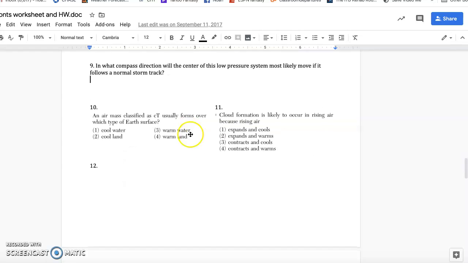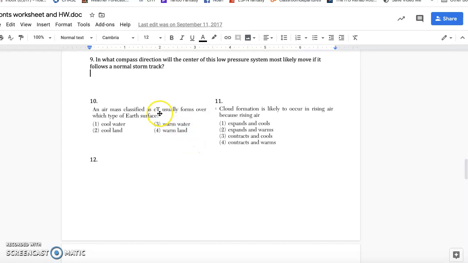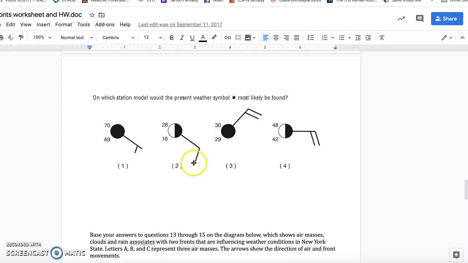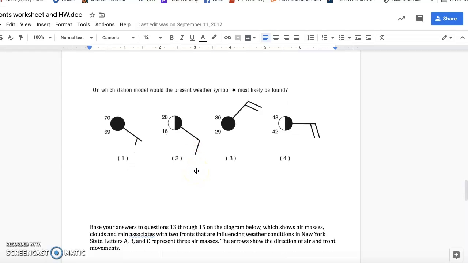Number 10, an air mass classified as cT usually forms over what surface? So c is continental, so land, and T is tropical, so warm land would be 4. Cloud formation occurs in rising air because it expands and cools. We should have covered this concept already. Skipping this question. Actually, no, let's not.